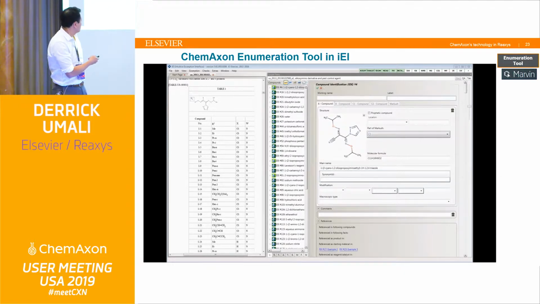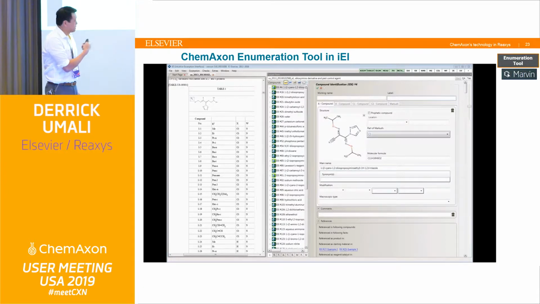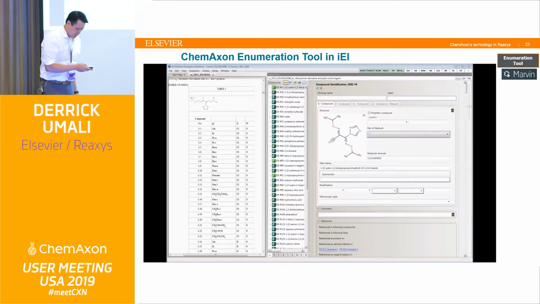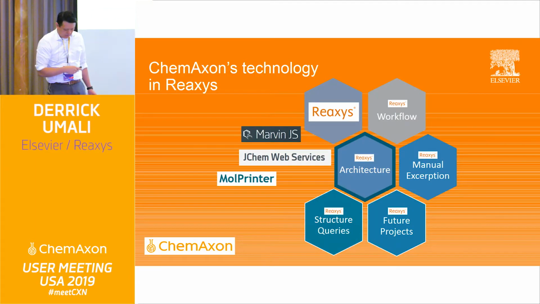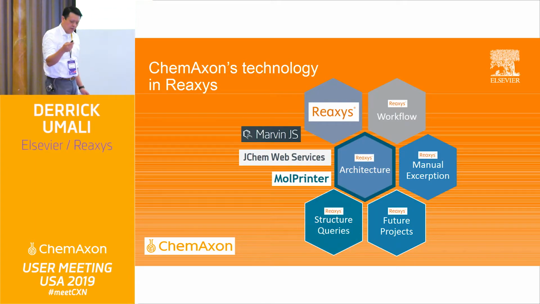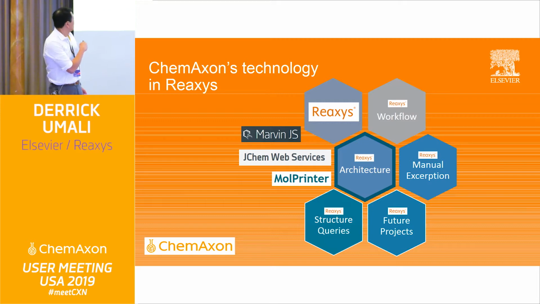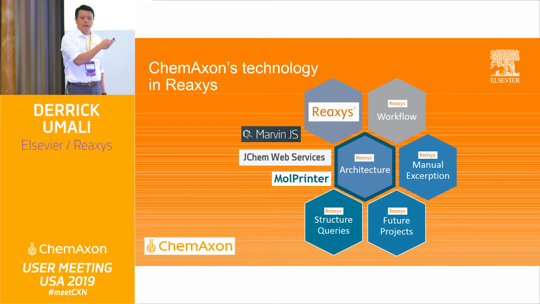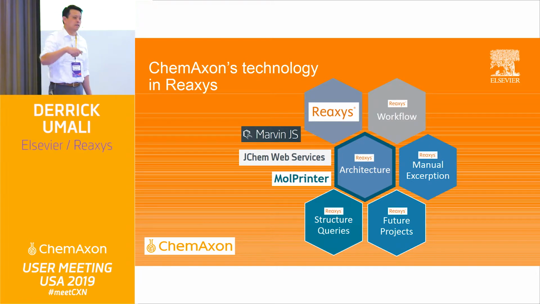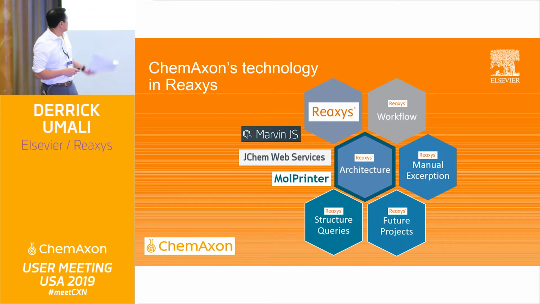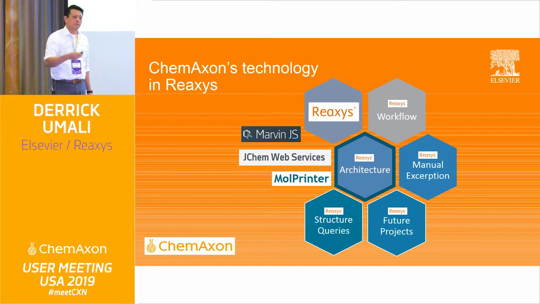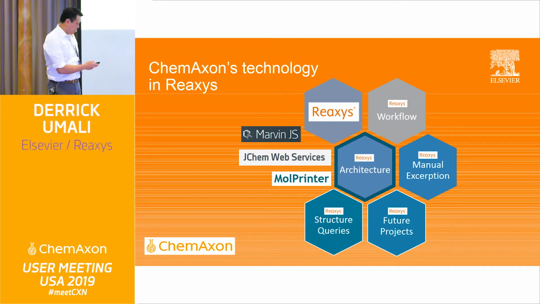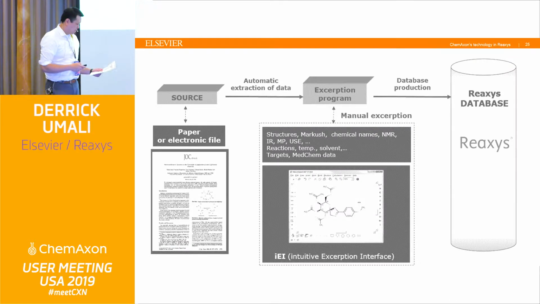So we're using that enumeration tool to create all the compounds and then make the actual table in the system that I showed in the slide before. So again, using some of that information to create the database. Now we'll go into the architecture, using Marvin.js from the end user standpoint to draw the structure, then using JChem Web Services and Molprinter on the back end to get the result and deliver it back to the user. The whole architecture is embedded in AWS.